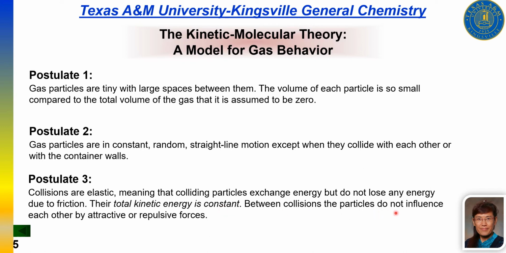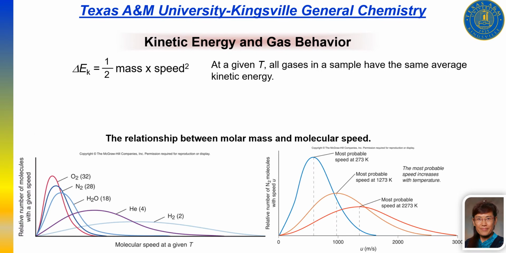Between the collisions, the particles do not influence each other by attraction or repulsion forces. Obviously, these 3 points are approximations. For real gases, each individual molecule does have volume. You need to correct it, to adjust it. And also, gas molecules do affect each other. So how do you adjust? We are going to give you an equation for the real gas law, so in that case, you can further study and evaluate it.